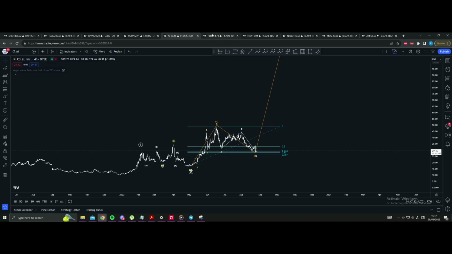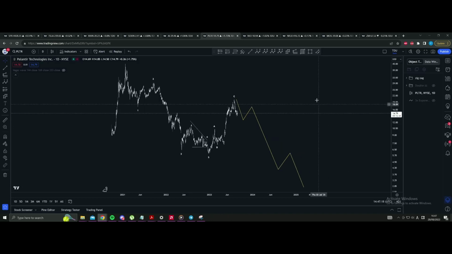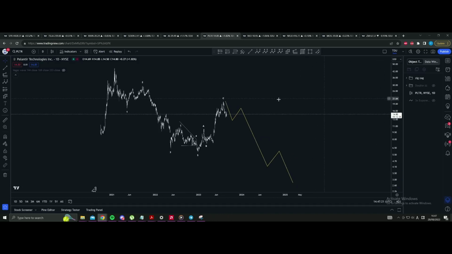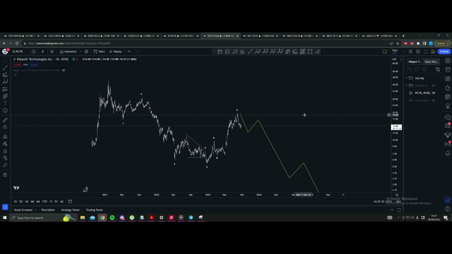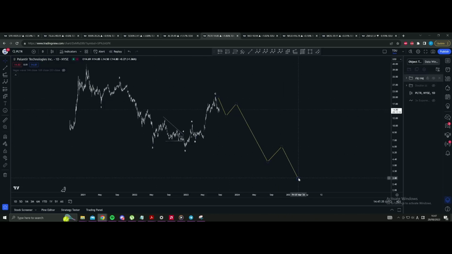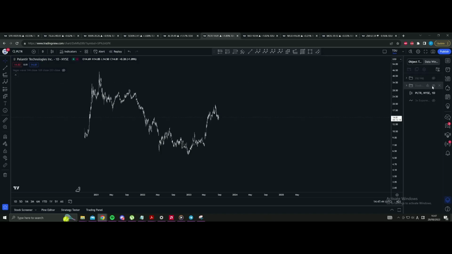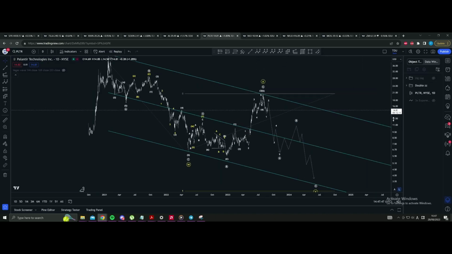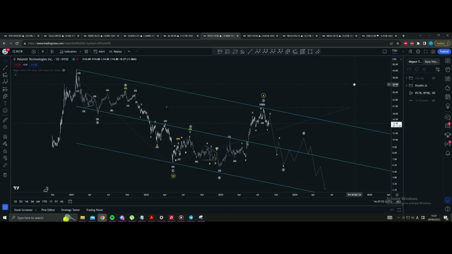All right, Palantir. So on this one, there are a few perspectives that I can present to you. For the moment, we can count this as a 1 2 3 with a triangle barrier 4 and a 5, and then an A B 1 2 3 4 5 for the wave B, and then 5 more down for your A, B and a C. Now that's a zigzag count. The double zigzag perhaps is a bit better, so I went in detail on this one.